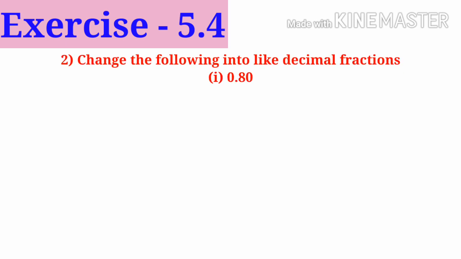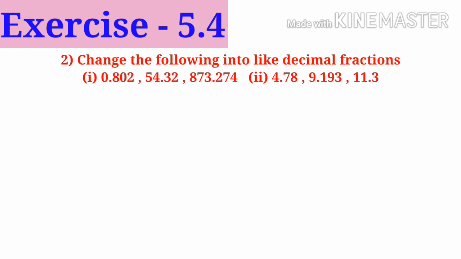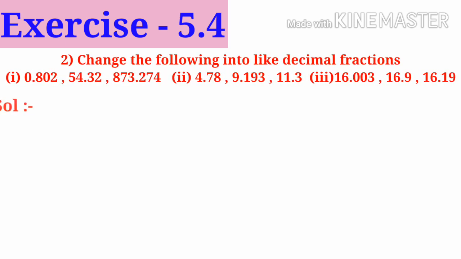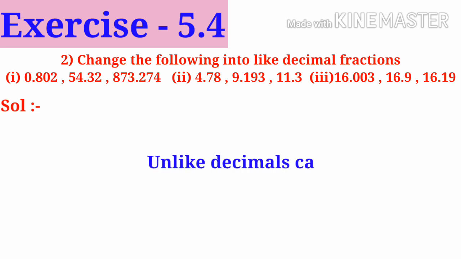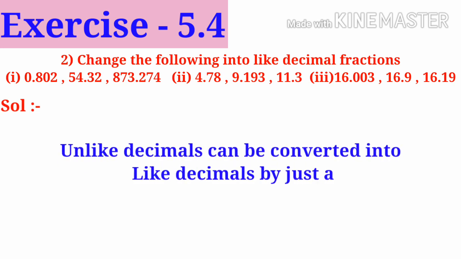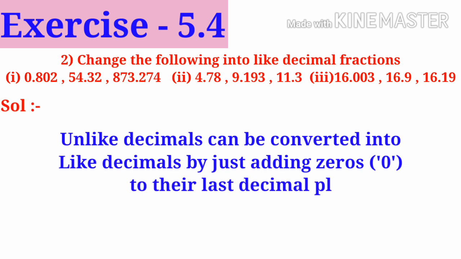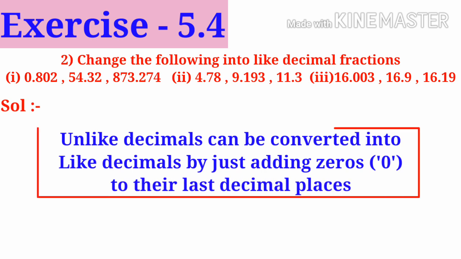Problem number 2, change the following into like decimal fractions, 1, 2, 3. Solution. Unlike decimals can be converted into like decimals by just adding zeros to their last decimal places. Make it a point.